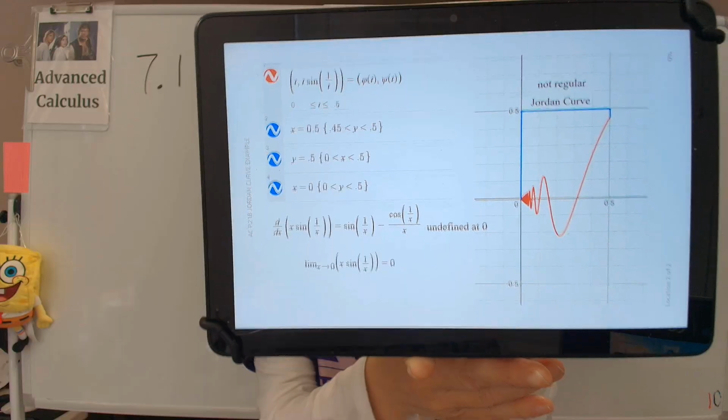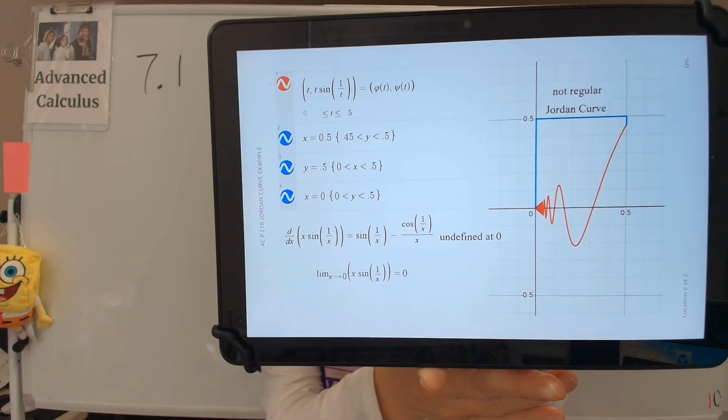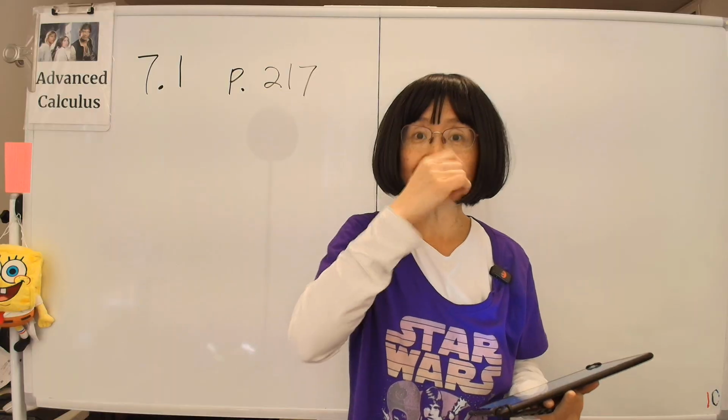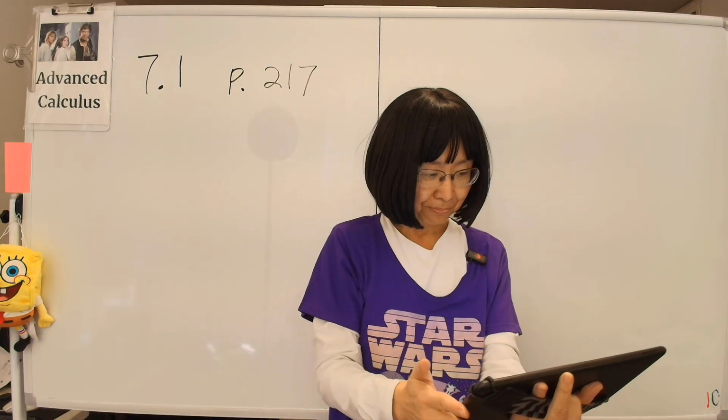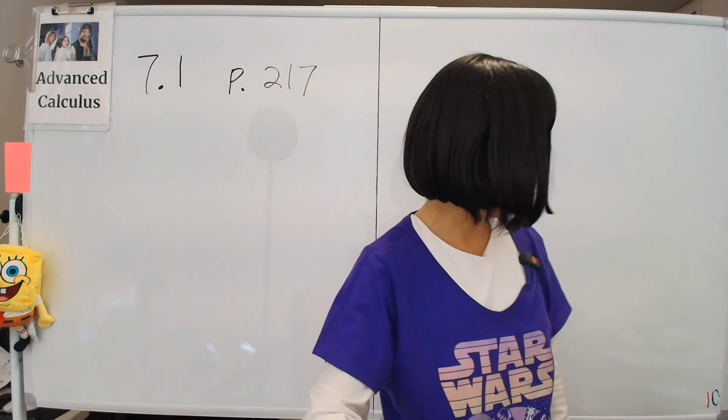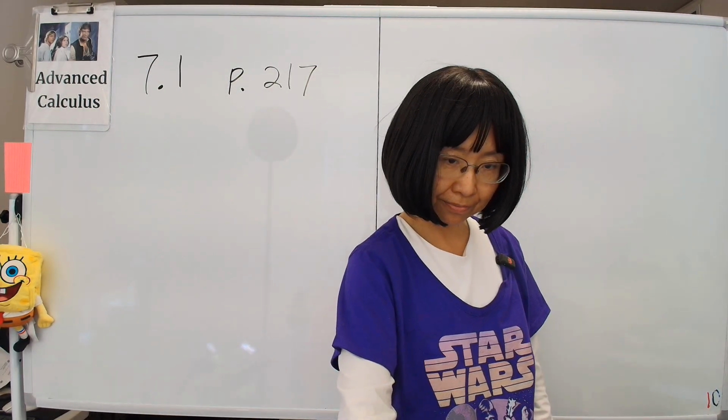If you zoom into the origin, it will always look like what you see right now. No matter how much you zoom in, it just continues to wiggle so much that you can't see close to the origin. So that is an example of a non-regular Jordan curve.